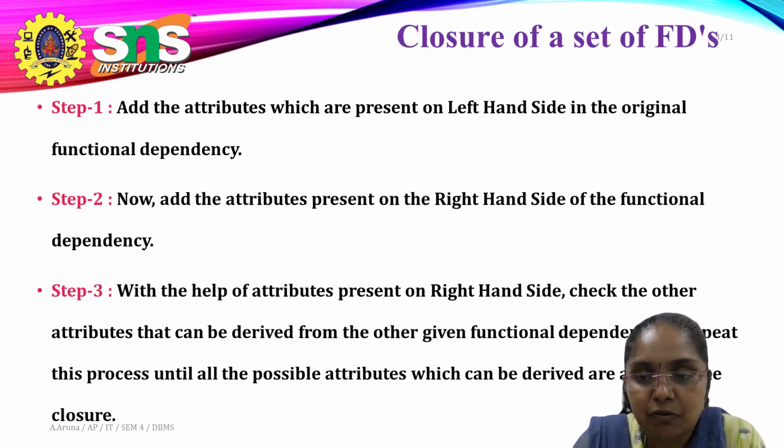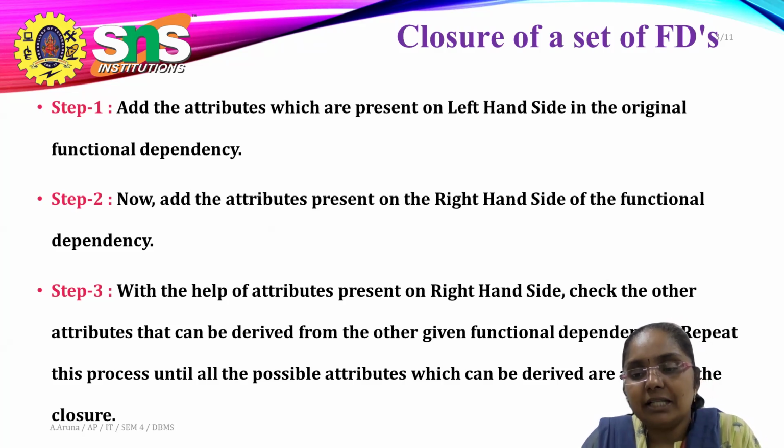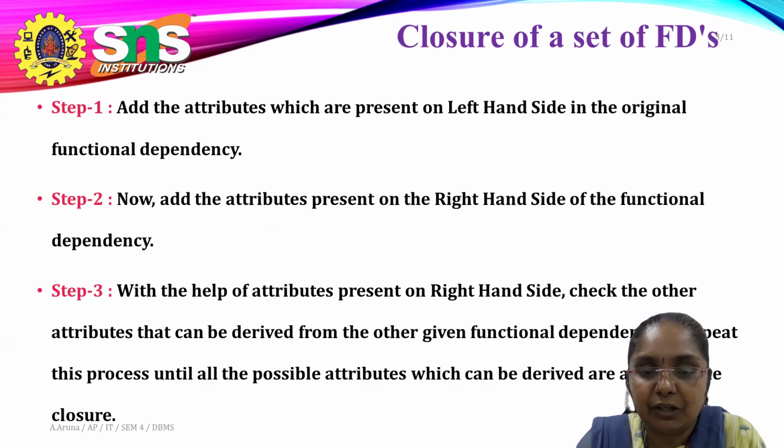There are three steps for calculating the closure attribute. First, add the attribute which is present on the left-hand side in the original functional dependencies. Second, add the attribute present on the RHS of the functional dependencies. Third, with the help of the attributes present on the RHS, check which attributes can be derived from the other given functional dependencies. Repeat this process until all possible attributes which can be derived from the functional dependencies are found. These are the minimal steps for calculating the closure of a particular attribute.